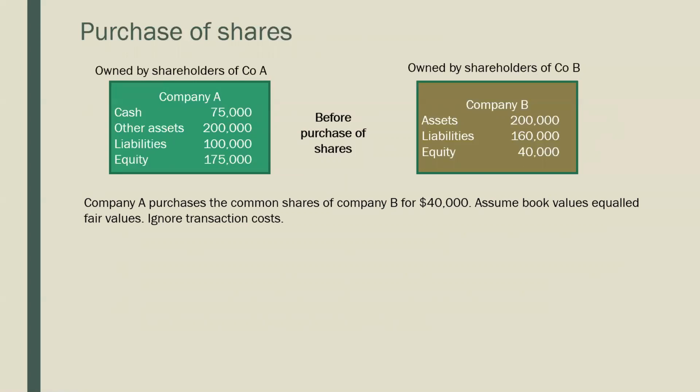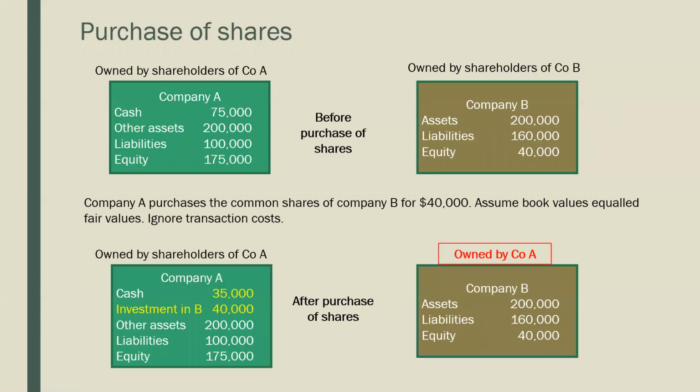The consequence of this transaction is different from the consequence of purchase of net assets. Here, what happens is, notice that on the books of company A, there's now an investment in company B account. Cash went down. And the ownership in company B has changed. Now company B is owned by company A. The former shareholders of company B have been replaced by company A.